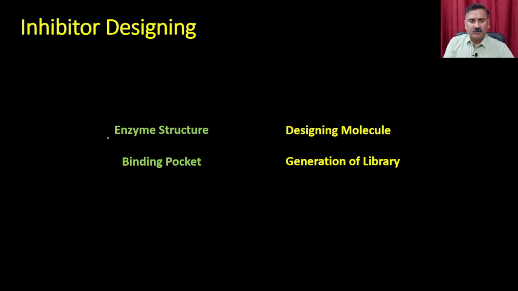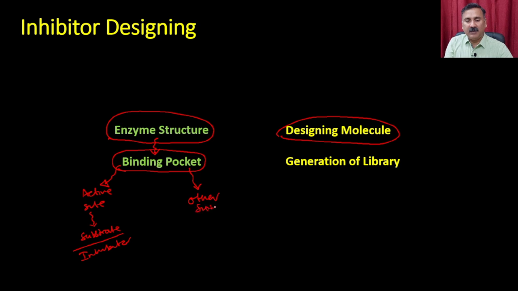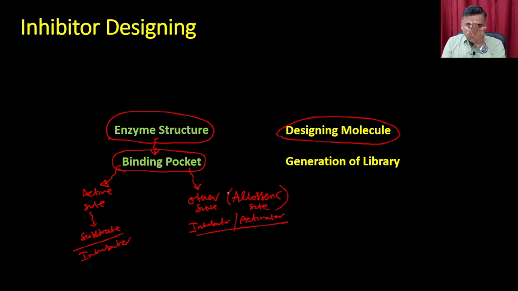Now, when we want to use this, you have two counterparts. One is the enzyme, the other is called the designing molecule. When you talk about the enzyme, you talk about the binding pocket. As I said in the previous lecture, the binding pocket could be of two types. It could be the active site, where the substrate binds, and sometimes the inhibitor too, or it could be another site where an inhibitor or activator binds. This other site is called the allosteric site, and its purpose is to modulate the enzyme activity.